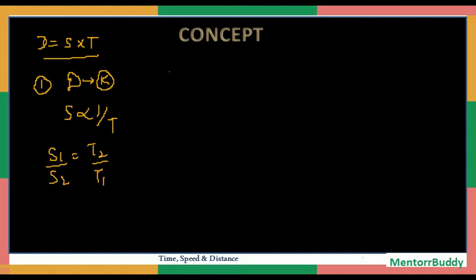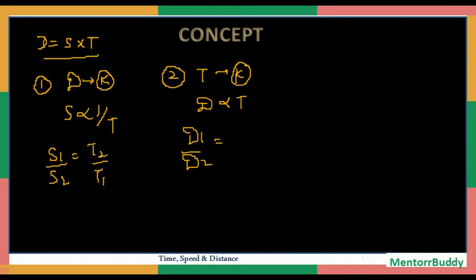The second case, if my time is constant, if the time is not changing, in that case distance will be directly proportional to the speed. So in that case D1 by D2 will be equal to S1 by S2.